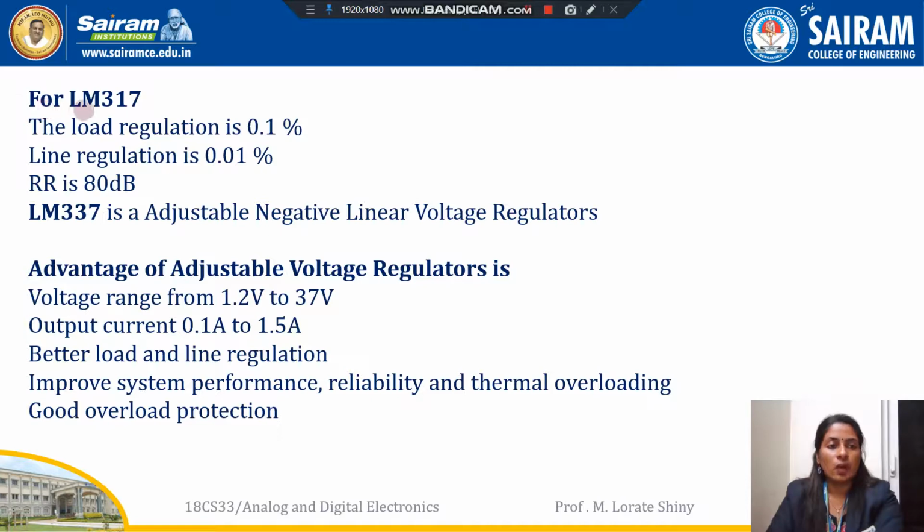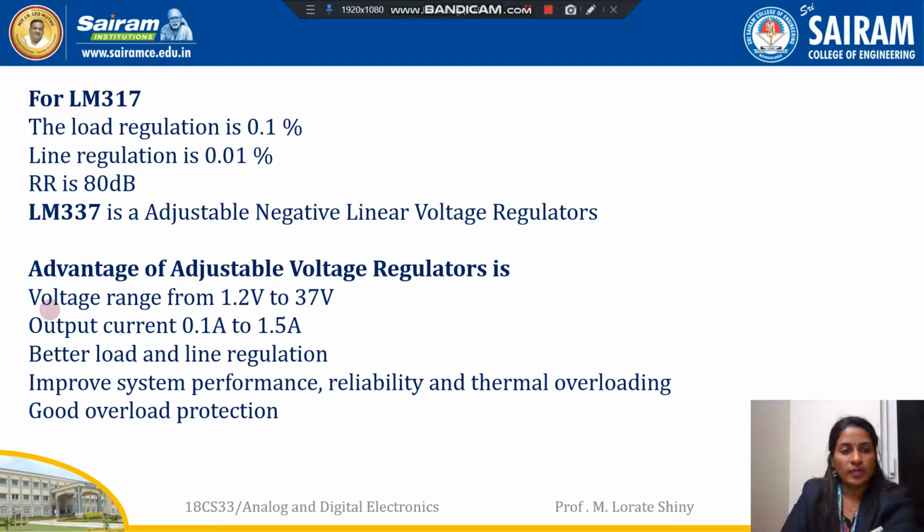Now you can see that for LM317, the load regulation is 0.1 percent, the line regulation is 0.01 percent, and ripple rejection ratio is 80 decibels. Another adjustable voltage regulator is LM337. It's an adjustable negative linear voltage regulator.